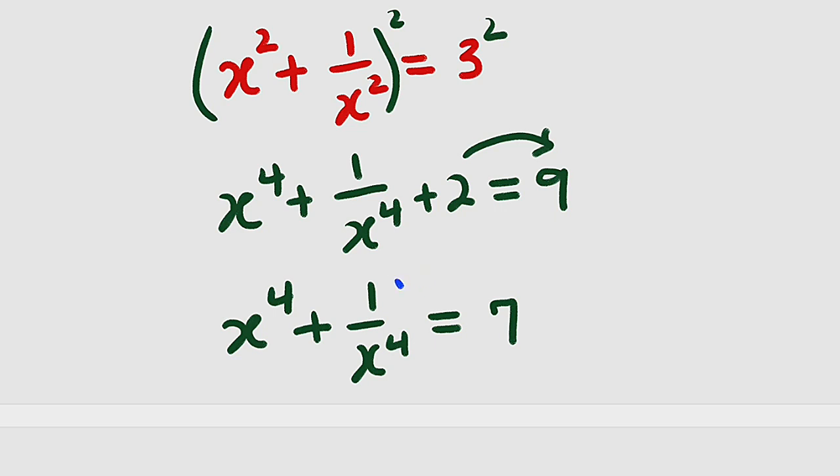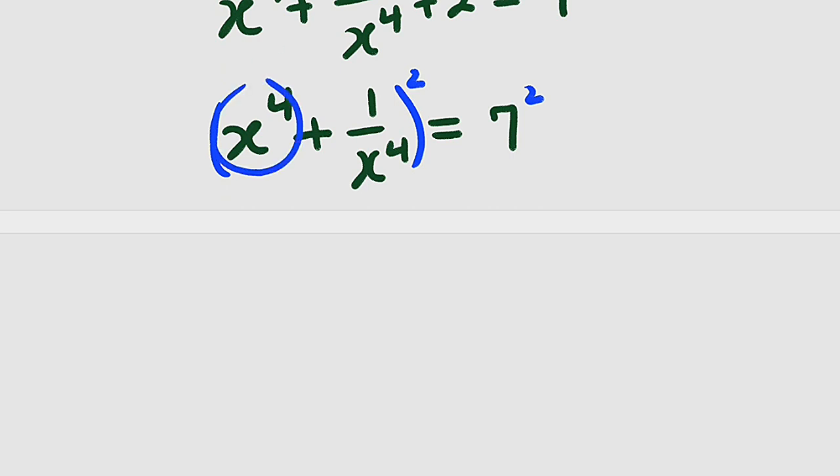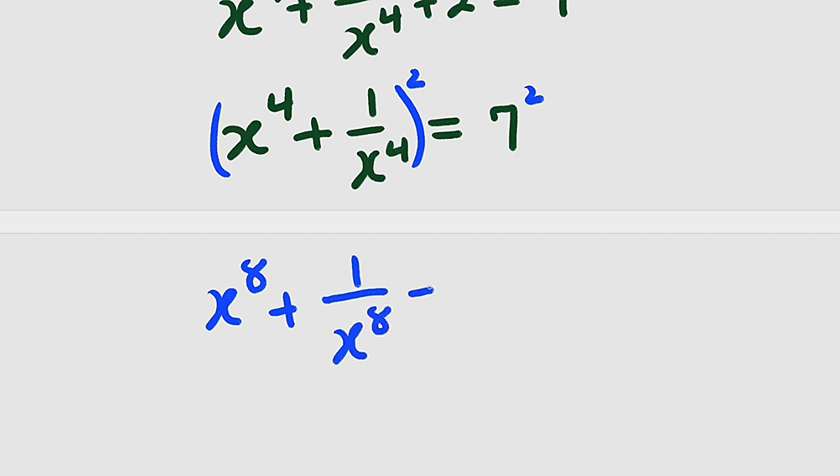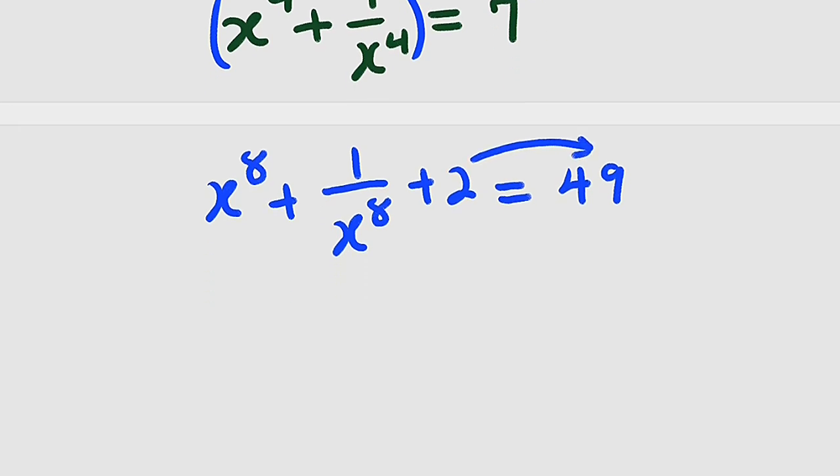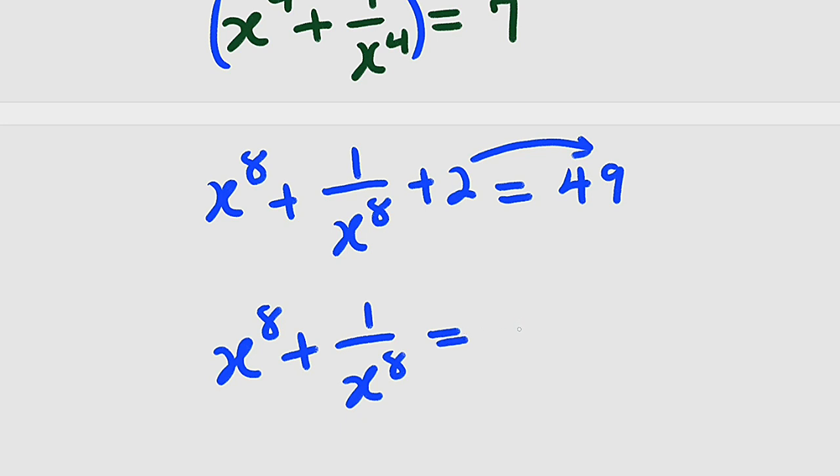Now let us square this for the last time. Square this, square the other side. You take the first term here, you square that, you have x to the power of 8 plus 1 divided by x to the power of 8, then plus 2 multiplied by this and that, which is going to give us 1 times 2, 2. This is equal to 7 squared, which is 49. Let us take this term to the other side. It becomes negative. We have x to the power of 8 plus 1 divided by x to the power of 8 equal to 49 minus 2, which is 47.